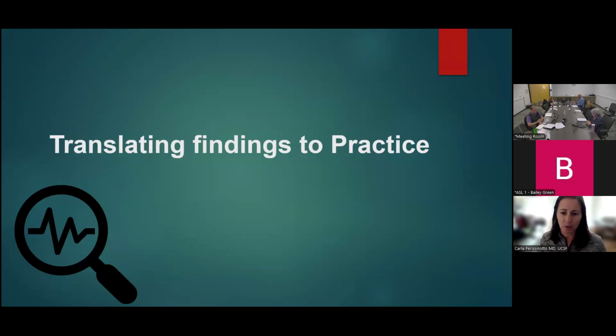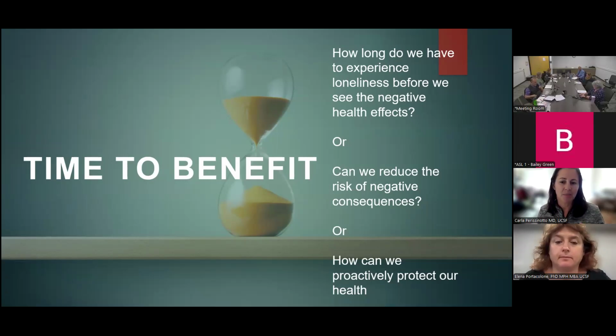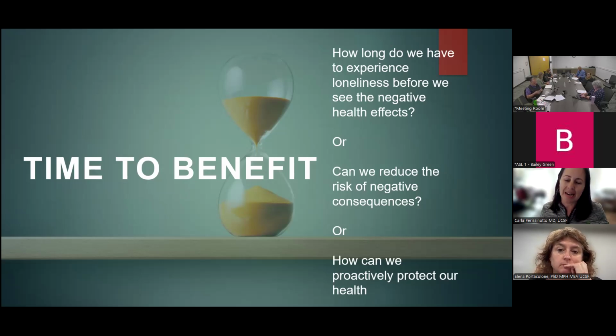Ultimately, where we'll be going and having further discussions is really, how do we translate this into practice? And what is the evidence for what we can do about this? I think that might be 2 more slides, and then I'm going to pass it along. The questions that we have still in the research community and the health community are: what is the time to benefit? How long do we experience loneliness before we see the negative health effects? Can we reduce the negative effects by intervening sooner? Or also, if we're already connected, how can we protect ourselves moving forward?